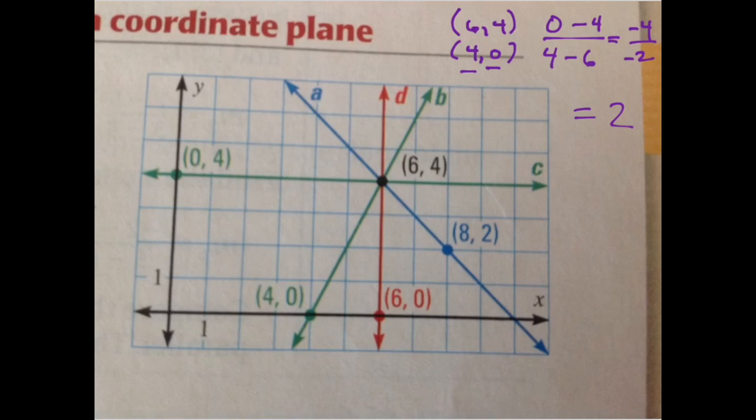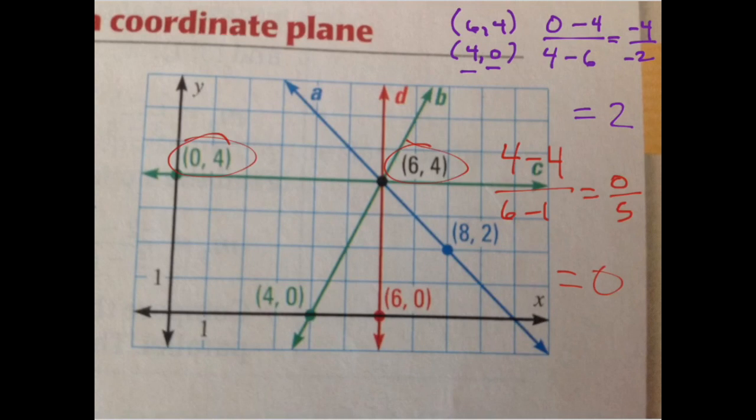What is the slope of C? How do you know? Because it's a horizontal line. Now, if you wanted to calculate that, you would take your 6, 4 and your 1, 4, and we do the difference of y's on top, which is 4 minus 4 over 6 minus 1, and we get 0 over 5, and 0 divided by anything is 0. Make sense?